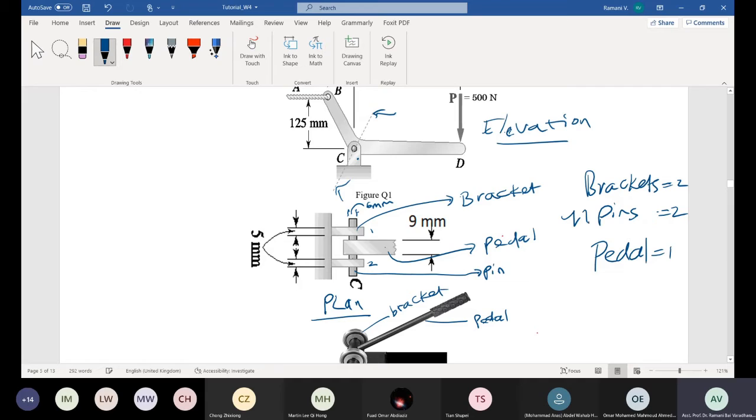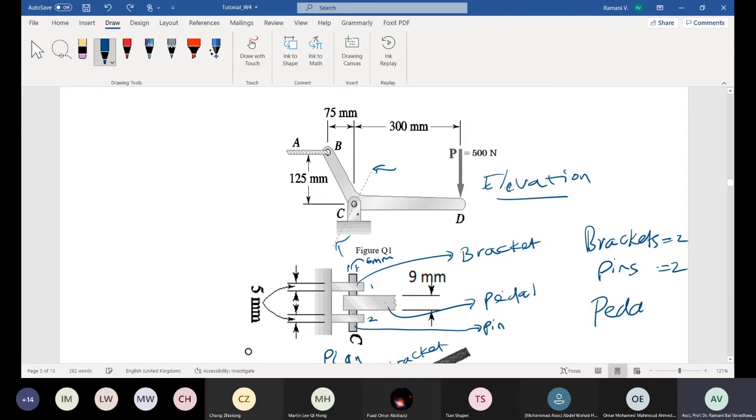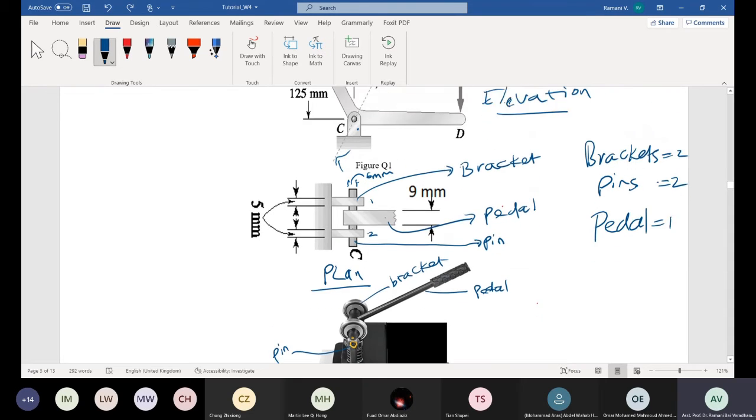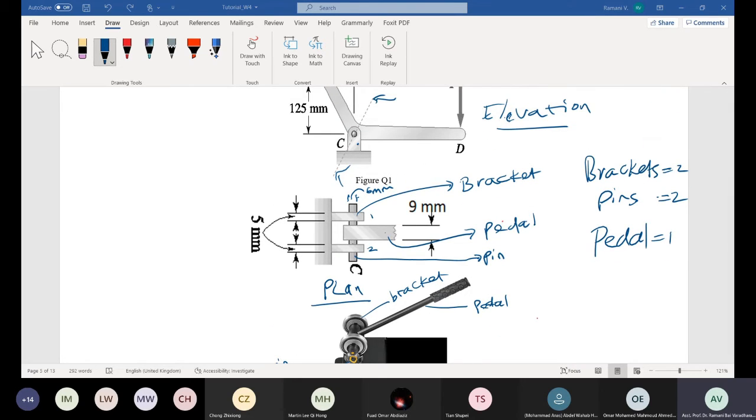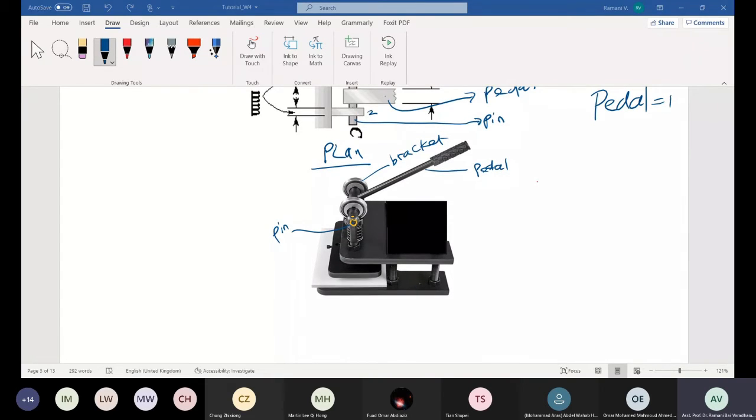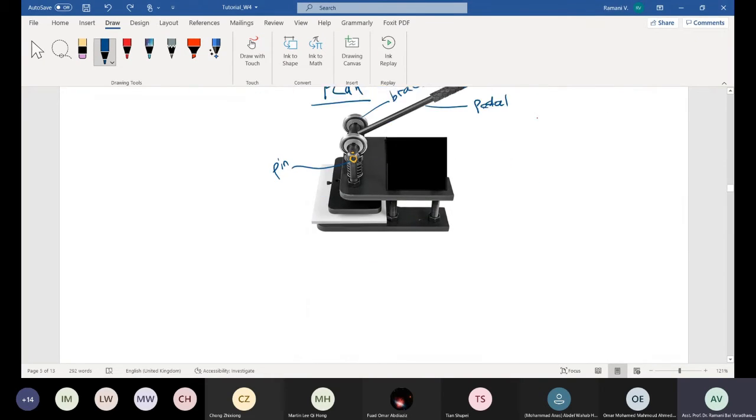Shearing stress in the pin. I just use another color. What is the shearing stress in the pin? Because it is shearing to the, one moment. Okay. What is the shearing stress in the pin? What are the bearing stresses in the brackets and pedal? Okay, let's do one by one.